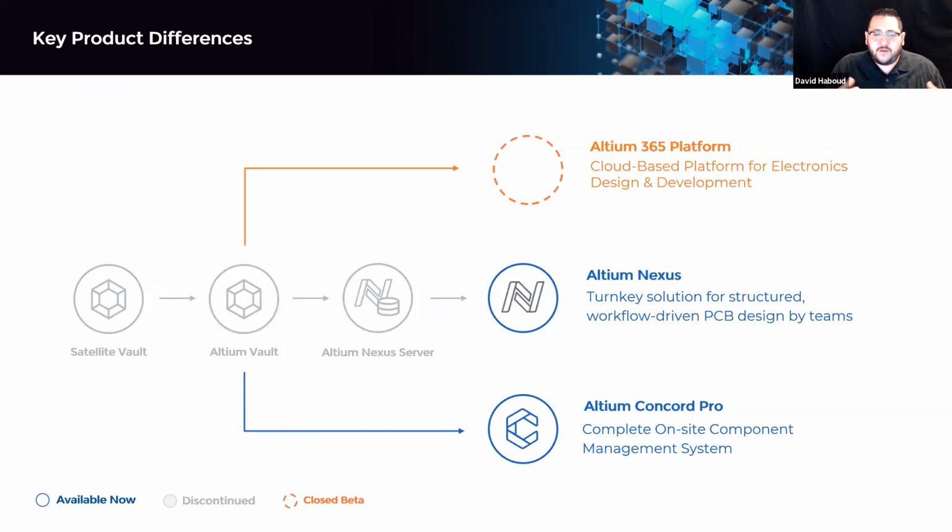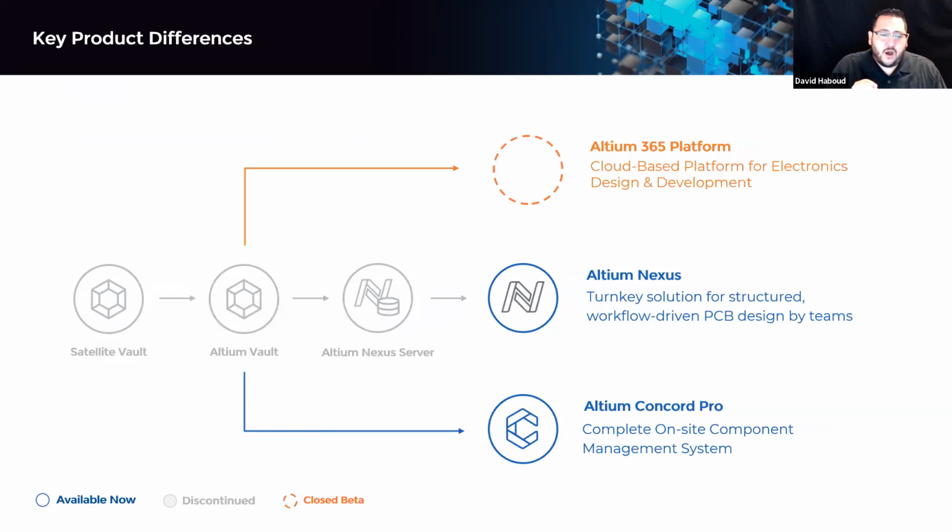So if process management is really important to you, and you have a team where that type of thing is important, Altium Nexus is a good path for you if you're on Nexus server or on Vault, and you would like to upgrade on that path. If not, Altium Concord Pro is a natural upgrade path.